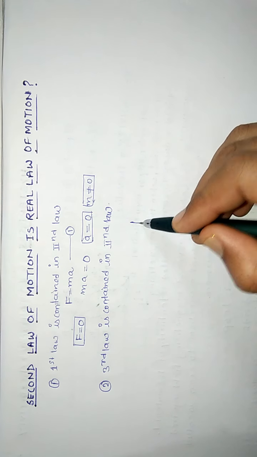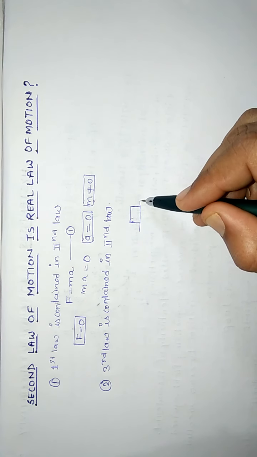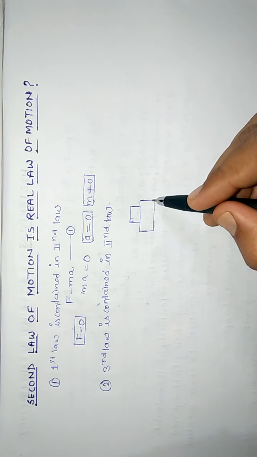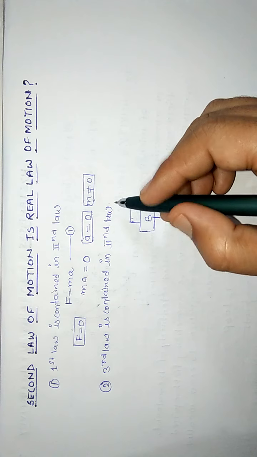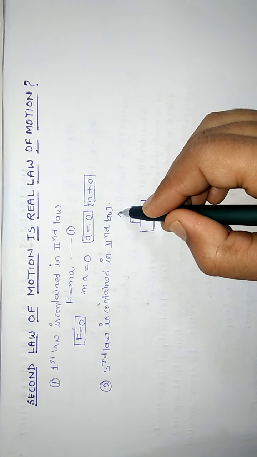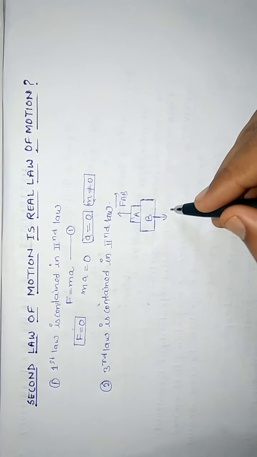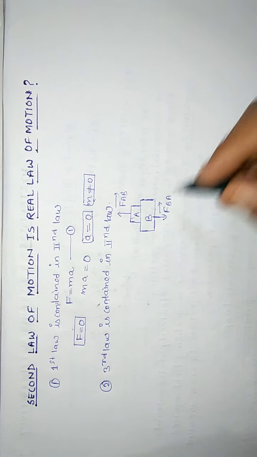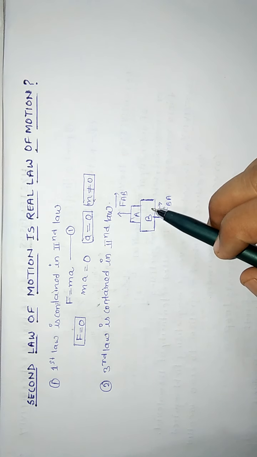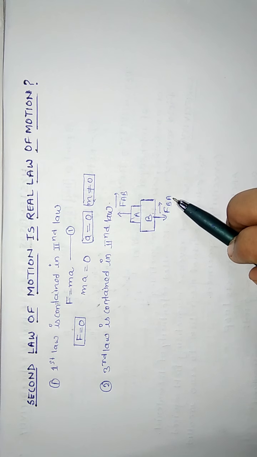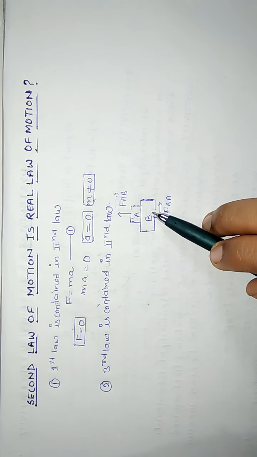For this we are considering an isolated system made of two bodies A and B. Here is A and this one is B. Now let FAB be the force acting on body A due to B. Similarly, FBA is the force on body B due to A.